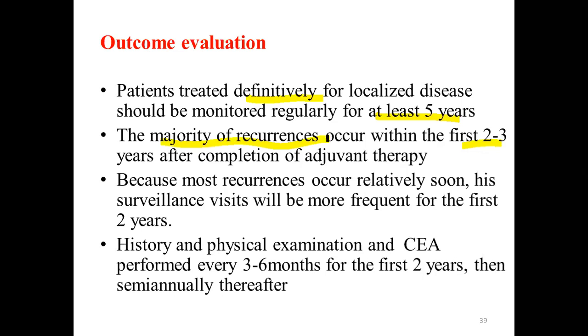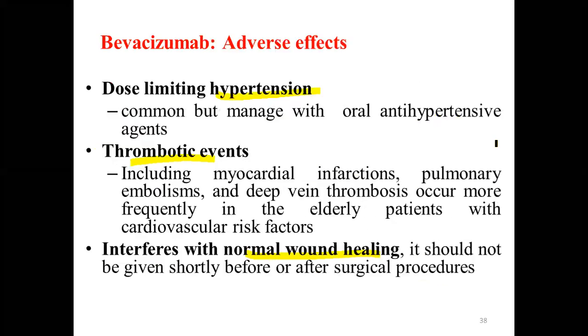Then the other thing to note is that history and physical examination and carcinoembryonic antigen should be performed every 3 to 6 months for the first 2 years, then semi-annually thereafter. This is just for monitoring. Yes, you do it every 3 to 6 months for the first 2 years, because it's very important, as the recurrence rate is very high. After that, you can monitor every 6 months. Okay, 5 years is usually the key aspect.